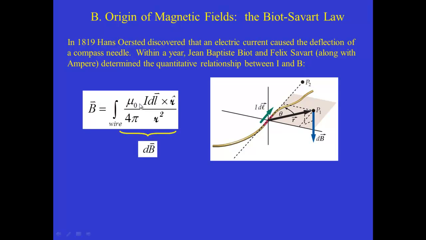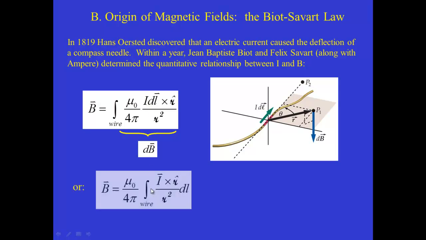This quantity in the integrand can be thought of, just as the sketch shows, as the differential amount of magnetic field that's produced by this differential amount of current, I dl. So another way that this can be written, if we want to use the current as the vector quantity, is totally equivalently as mu naught over 4 pi times the integral of I cross r hat dl over r squared.